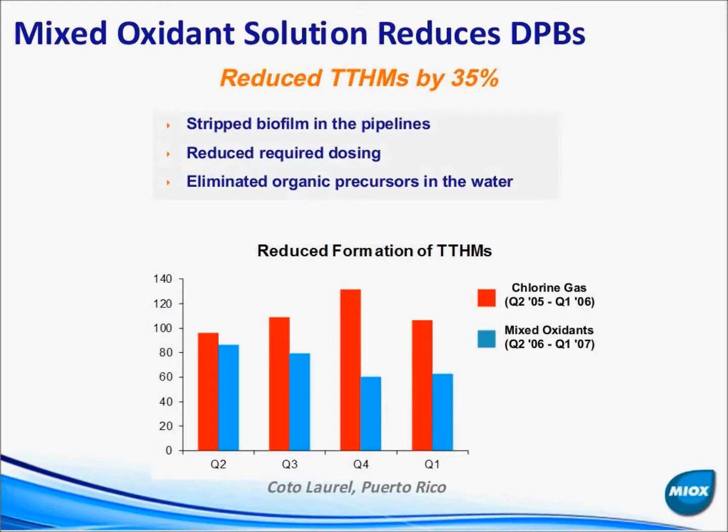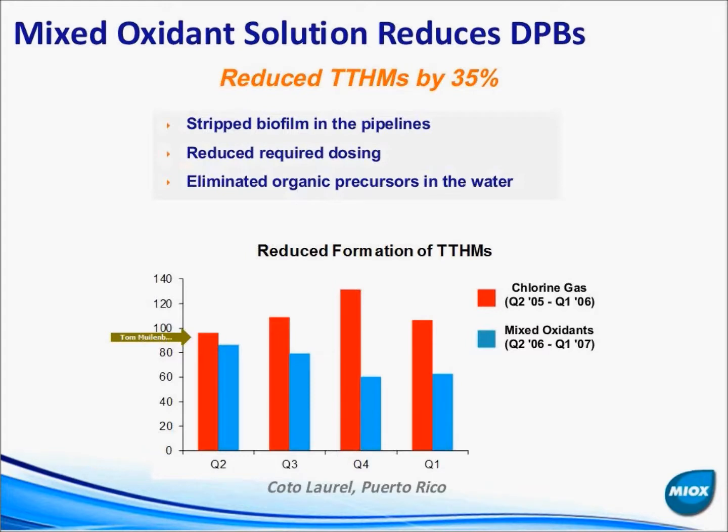We have a lot of examples out there where this has occurred. This is just one for Cotaloro, Puerto Rico, where they tracked the disinfection byproducts over time before and after. And on average, we were able to reduce the disinfection byproducts after the system was put online by up to 35%. And this is actually a really interesting graph, I think, because the system was put online right at Q2. So you can see that when the system was put online initially, just right away, the disinfection byproducts with the mixed oxidant were actually very close to that of chlorine gas.